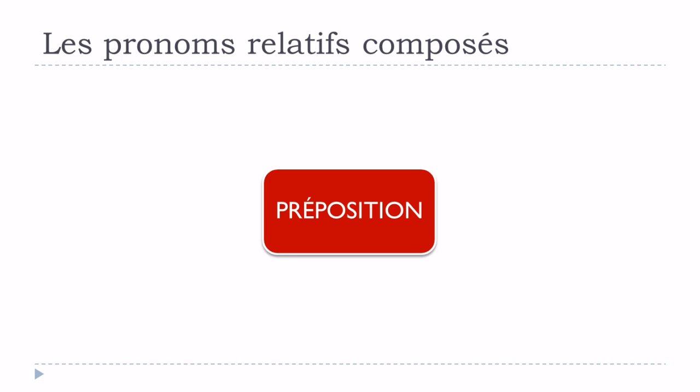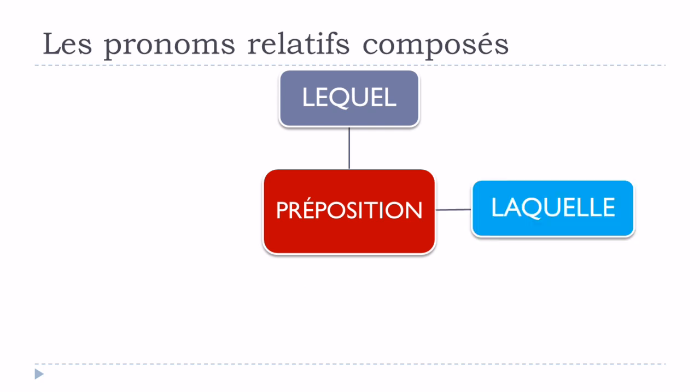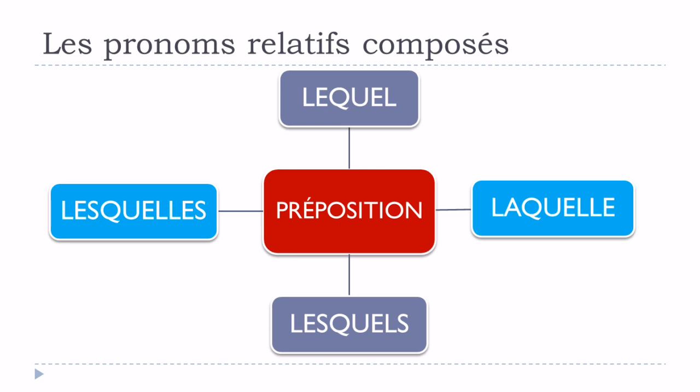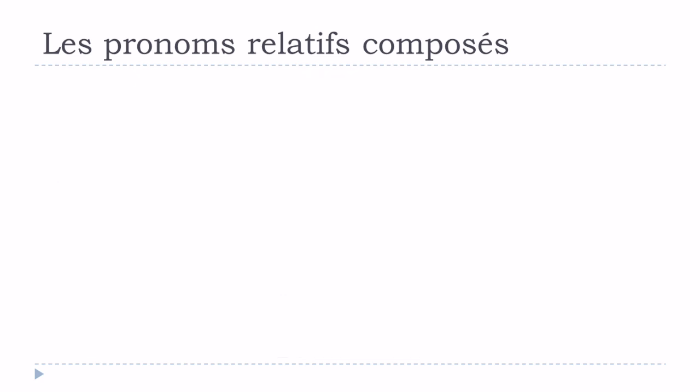Basically you will put your preposition, and after that you will put lequel, then laquelle, then the plural form lesquels, and the feminine plural form lesquelles. So it's quite simple. You just put your preposition, and after that you put your pronouns. But of course, as usual in French, when it can be simple, we've got some exceptions. And we have 2 exceptions for this pronom relatif composé.